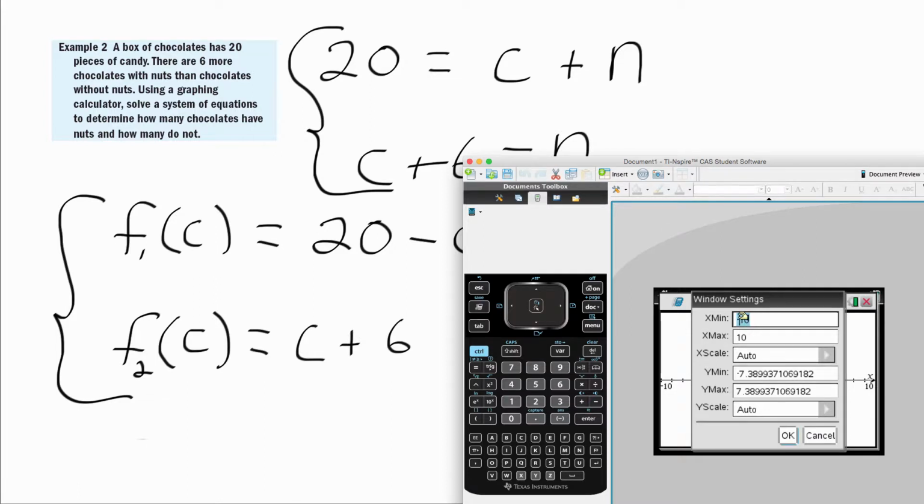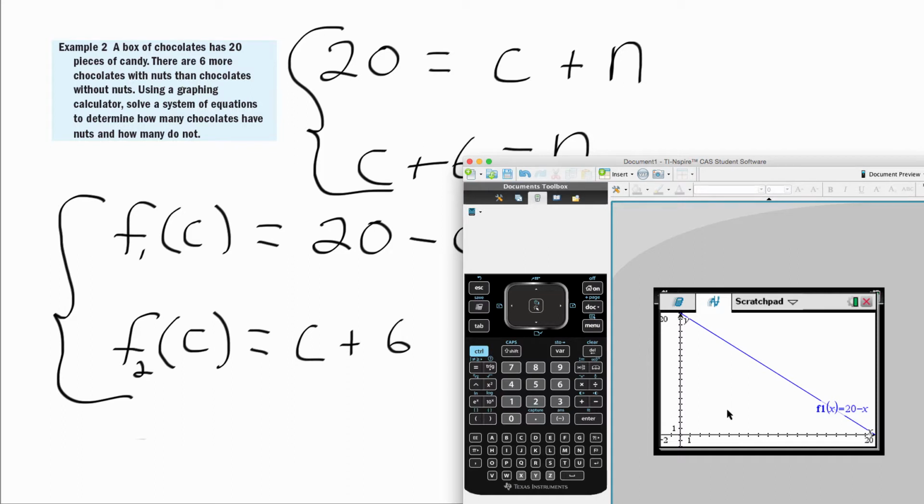x minimum, I don't really need to see down to negative 10, so I'm going to go maybe to negative 2. Let's try that. Our max will be 20. Our y value, we're going to go also with negative 2, and y max will be 20. Okay, and I've got a graph now. I can see what's going on. So that's the graph of the f sub 1, c equals 20 minus n.